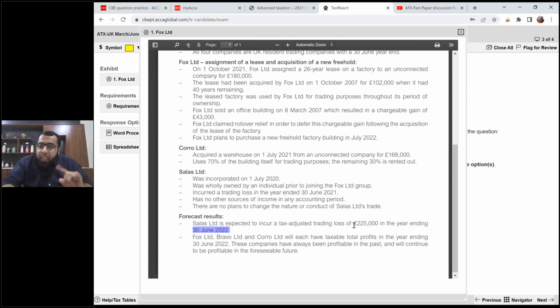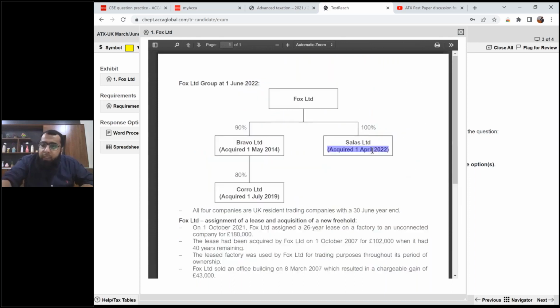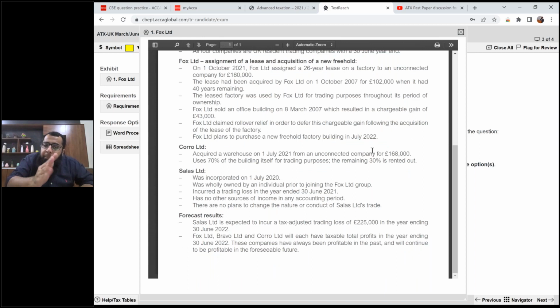Salis Limited will make a loss in the whole year. We have acquired Salis Limited during the year, on 1st April. Okay, so there will be an issue of some pre-acquisition and post-acquisition.